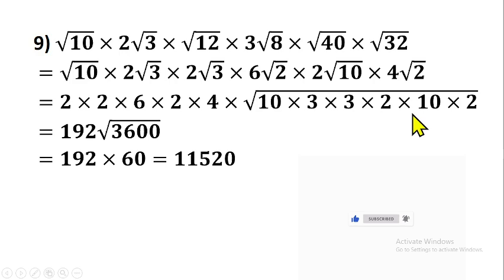If you multiply all these, 2 times 2 times 6 times 2 times 4, will give us 192. If you multiply all these surds as well, that will give us surd 3600. And 3600 is a perfect square, so then we can find the root of that. That's 60. So 192 times 60 will give us 11,520. So that is how to multiply surds together.